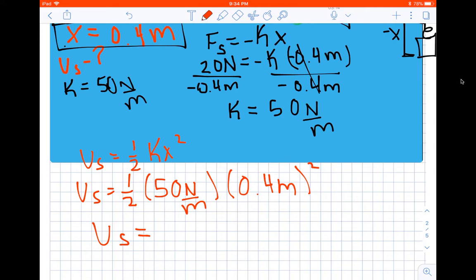So first step, right, order of operations, you must square 0.4 first. 0.4 squared, we get 0.16 meters squared.